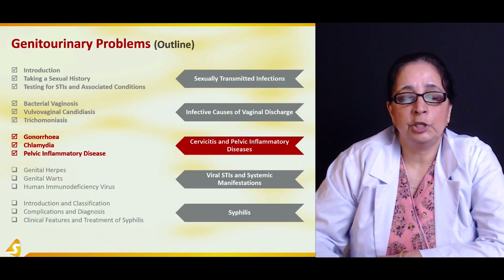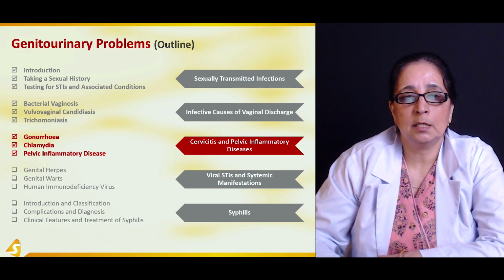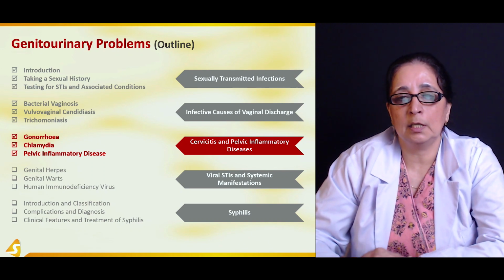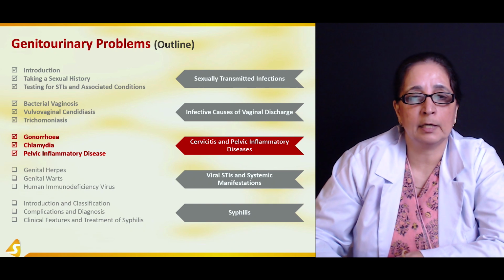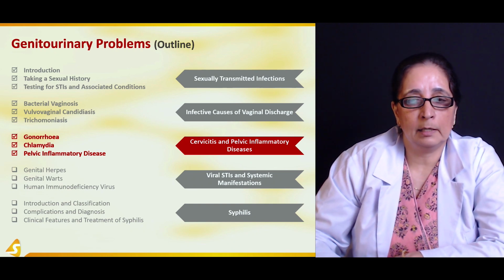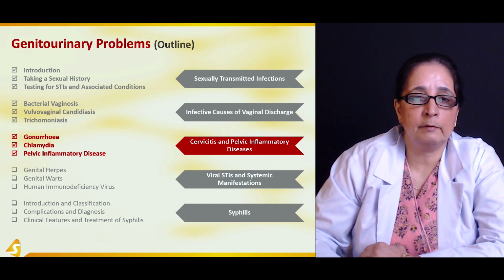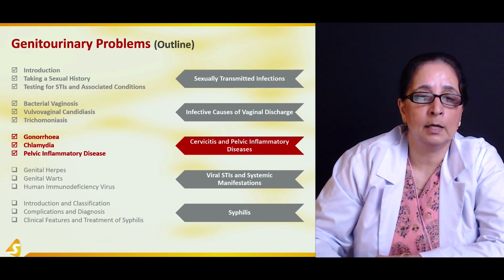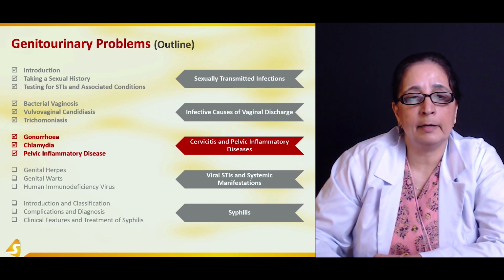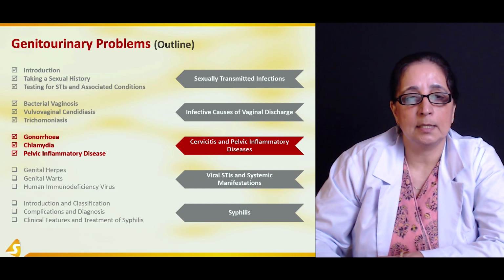So in the third section, we talked about diseases that cause infections in the female reproductive system and that cause cervicitis. And we talked about gonorrhea, chlamydia, and pelvic inflammatory disease.